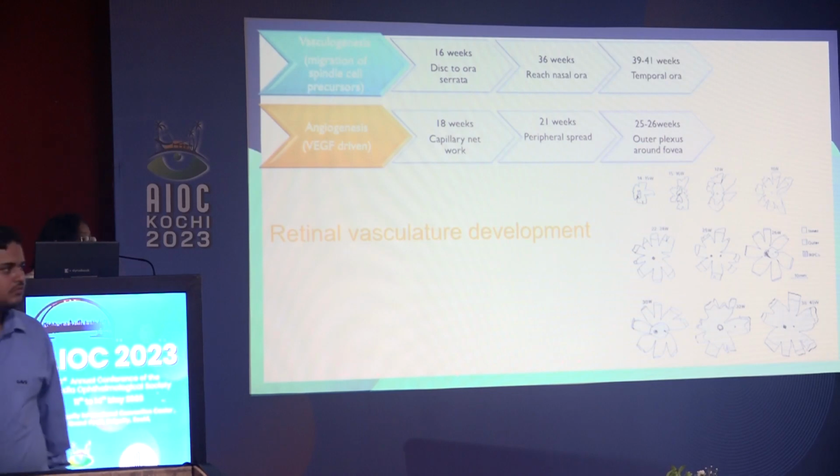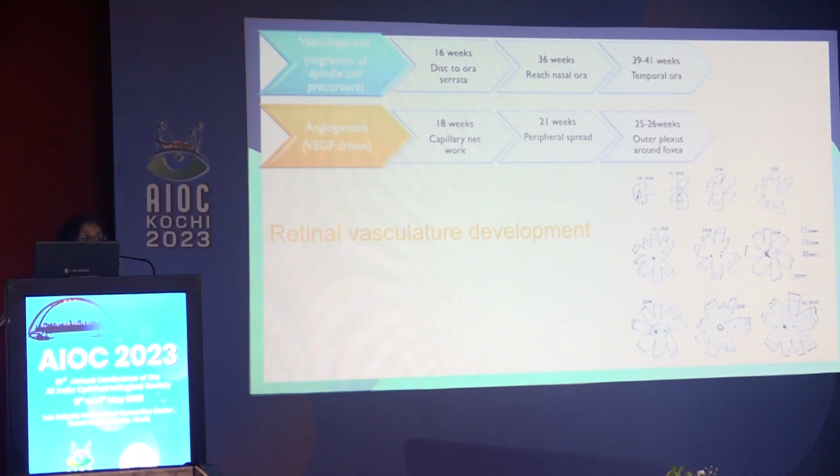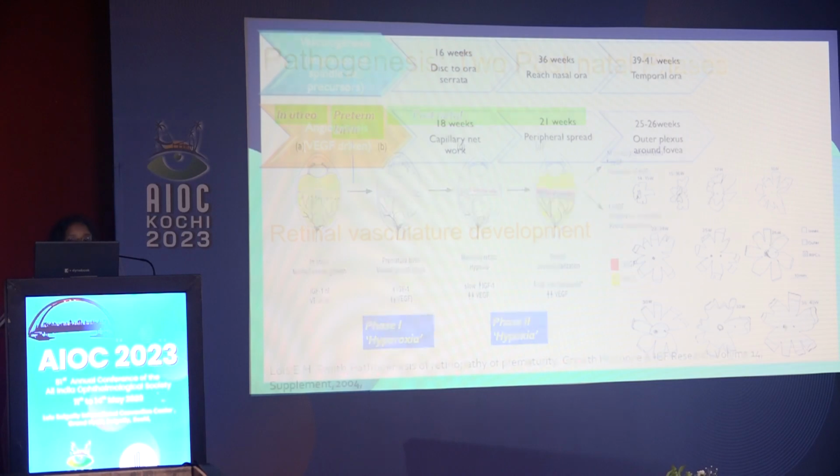So you need to know the normal retinal vasculature development. It starts developing from the disc to the periphery by two processes, which are vasculogenesis and angiogenesis. When babies are born, most of them would have a temporal avascular peripheral retina. You see that it usually develops by 39 to 41 weeks.